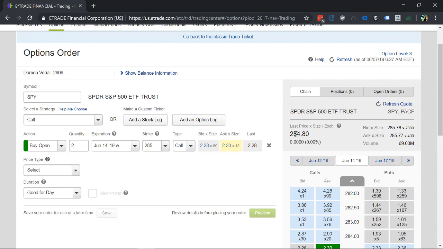Right now, the SPY is at 284. So 285 is going to be the at the money option. And above it will be out of the money. Below it will be in the money. So we're just going to go with the at the money option.